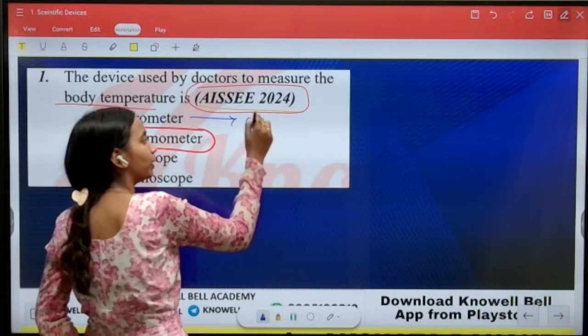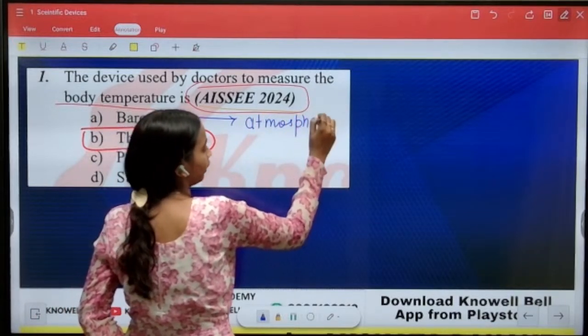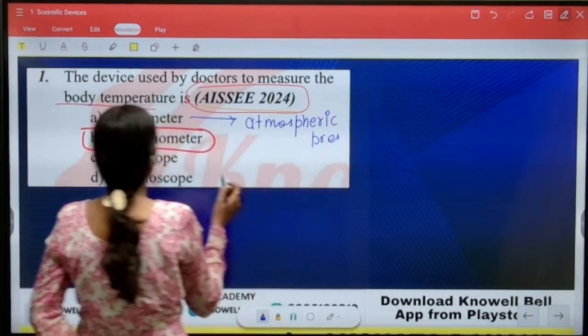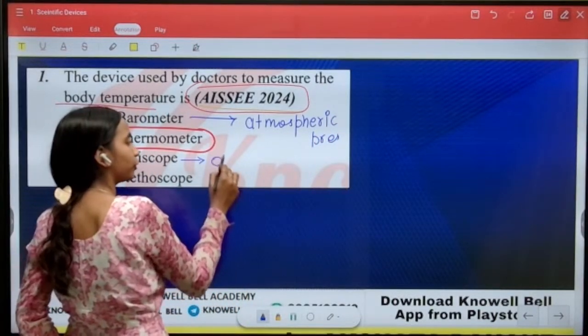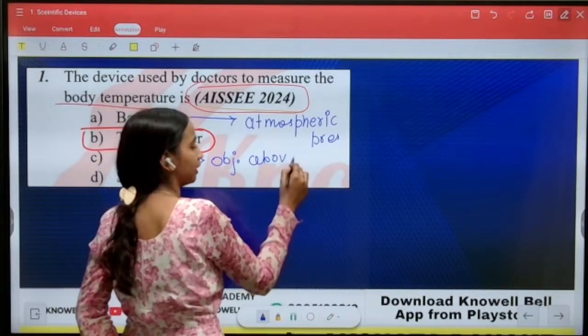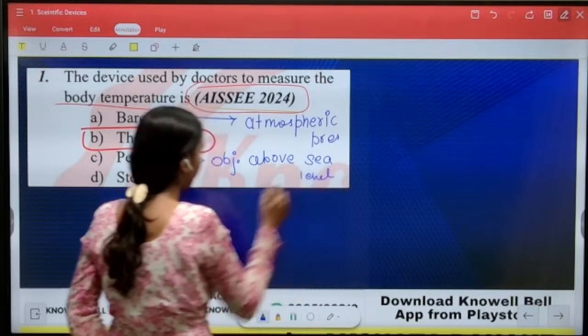Why do we use barometer? Barometer is used to measure atmospheric pressure. If someone has to measure the atmospheric pressure, for that purpose we use barometer. Why do we use periscope? Periscope is used to see objects above sea level.